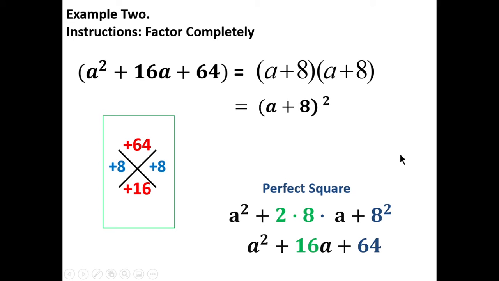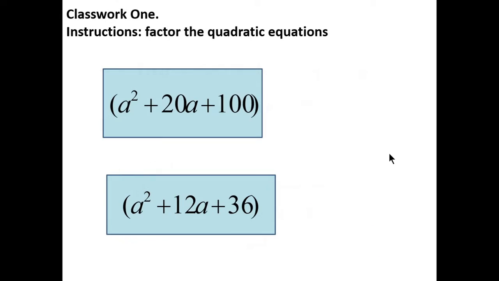All right, let's look at some classwork problems. And if you want to pause the video, try and do this one. We're going to factor this quadratic equation.